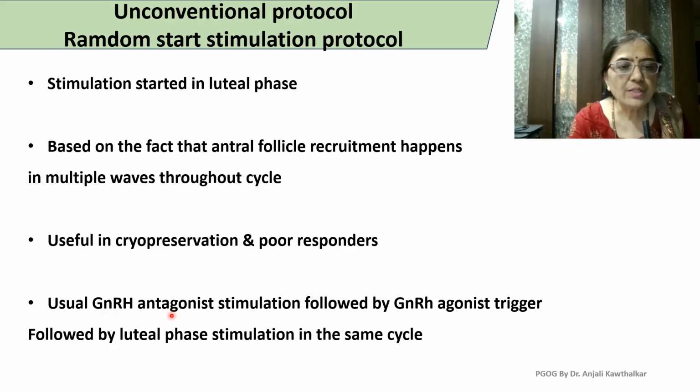What is done is the usual GnRH antagonist stimulation in the follicular phase, followed by a GnRH agonist trigger for the final maturation of the oocyte, and oocyte retrieval is done for whatever number of oocytes are available. Then it is followed in the same cycle by luteal phase stimulation. This is why it is called the unconventional or random start stimulation protocol.